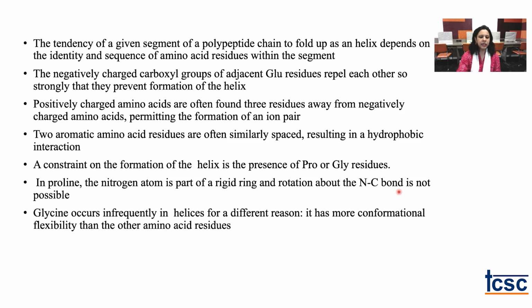Glycine, on the other hand, is not found in the alpha helices because it is highly flexible. It has much higher flexibility. Being the smallest amino acid, it can be very easily wound, and therefore the level of winding that we need for an alpha helix may not be possible with glycine. And therefore both proline and glycine are the amino acids which are usually not found in an alpha helix.